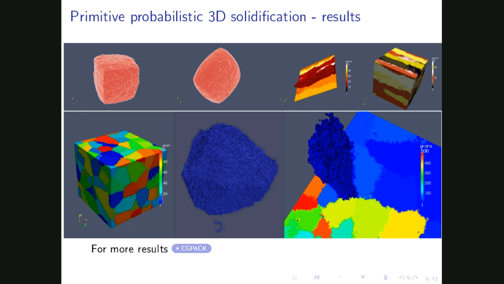Just some examples of single grains and microstructures, including realistic equiaxed and here columnar grains, single grains here, more regular and arbitrary shaped blobs. And this just shows the power of this very, very primitive solidification algorithm, which doesn't even take into account a lot of complicated solidification physics. But the resulting microstructures are very similar to those obtained with much more complicated methods.